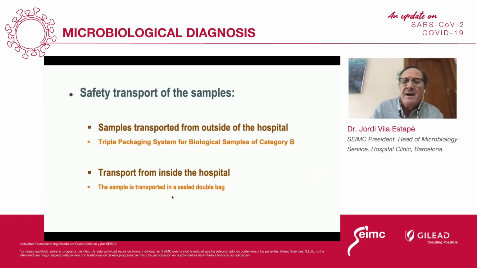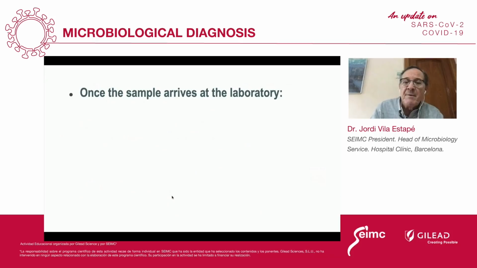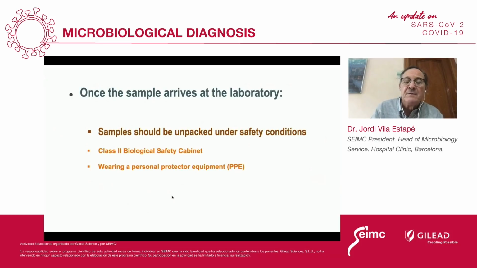The second scenario is when we collect the sample inside of the hospital, and then the best way to transport the sample from the emergency department or another ward or the intensive care unit to the clinical microbiology laboratory is using a sealed double bag. That's enough to transport the sample from these areas in the hospital to the clinical microbiology laboratory. Once the sample arrives to the lab, as I said, if the sample has come from outside the hospital, we need to open the container, the package. Everything is done under a class 2 biological safety cabinet, to protect the technicians or the people who are performing this work from a biological point of view.